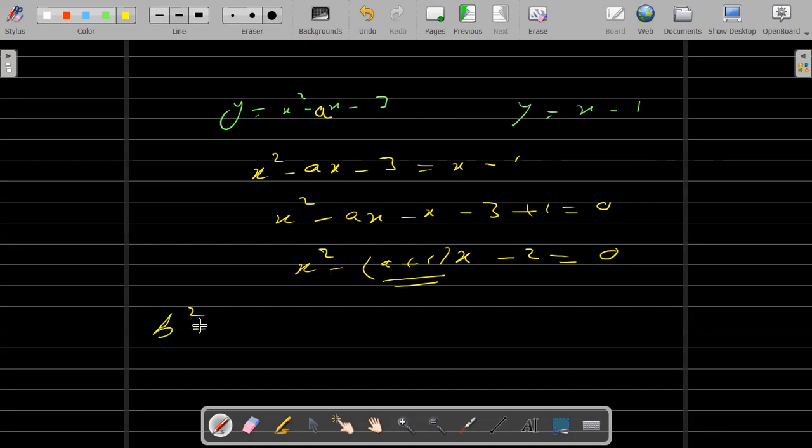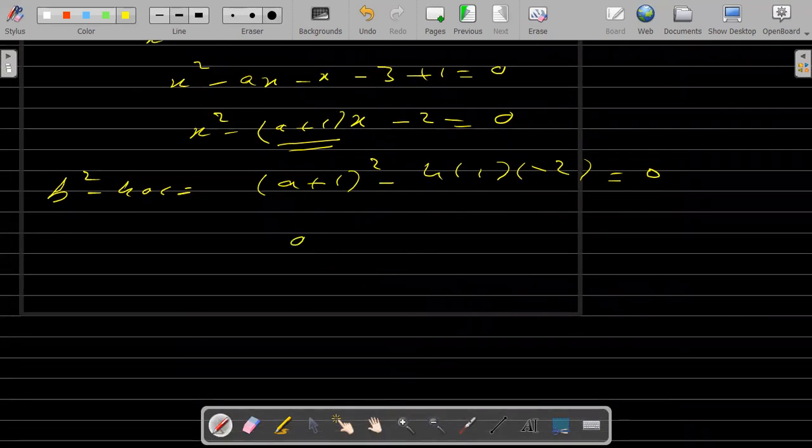So here apply b square minus 4ac. What is b here? I'm not using minus because square is there, the minus will be removed. 4ac equal to 0. How do we know it is equal to 0? Because he's saying in the question that they intersect at one point, or he will say the line is tangent to the curve. So from here you have to find the value of a. We need to open the bracket, so a square plus 2a plus 1 plus 8 equal to 0.